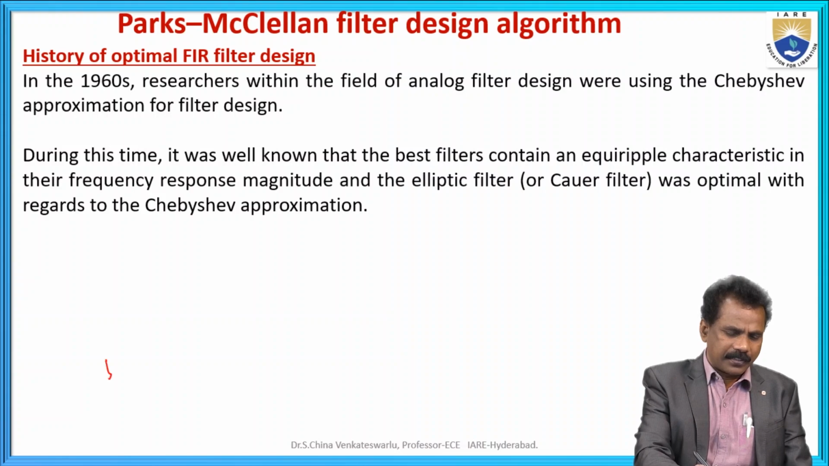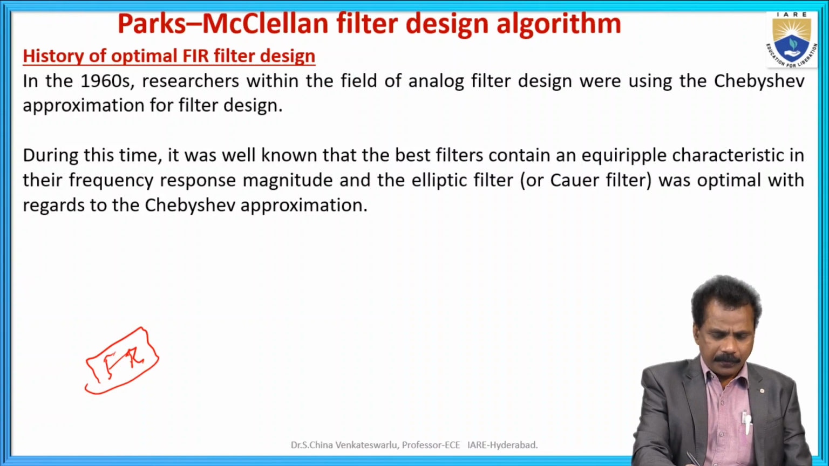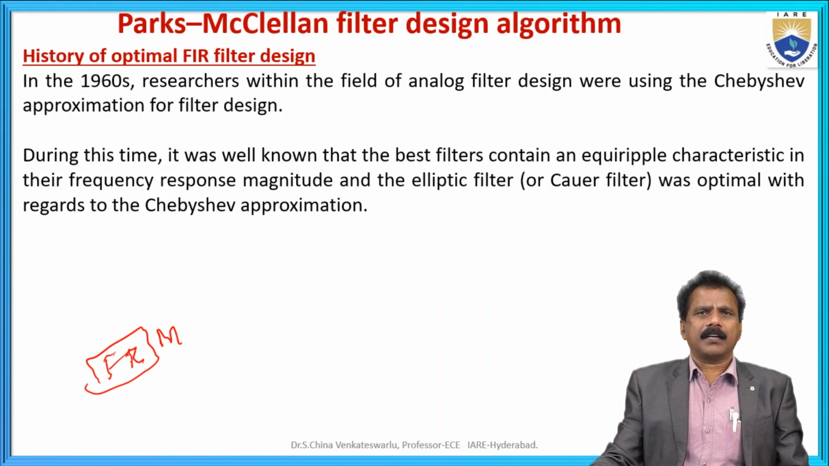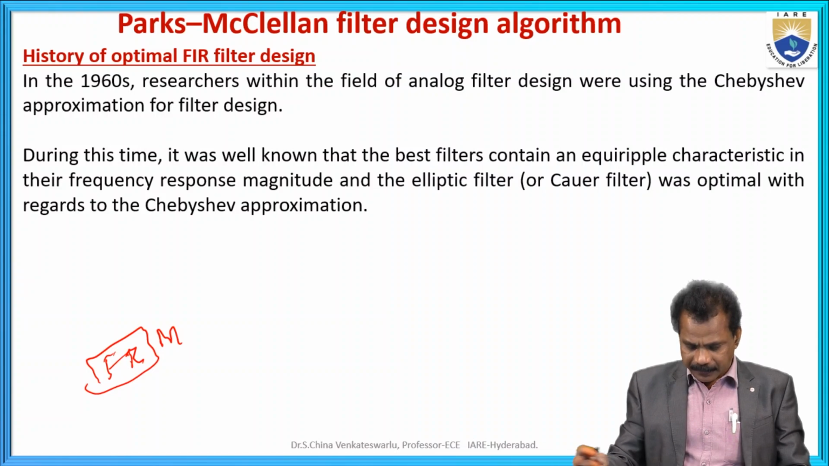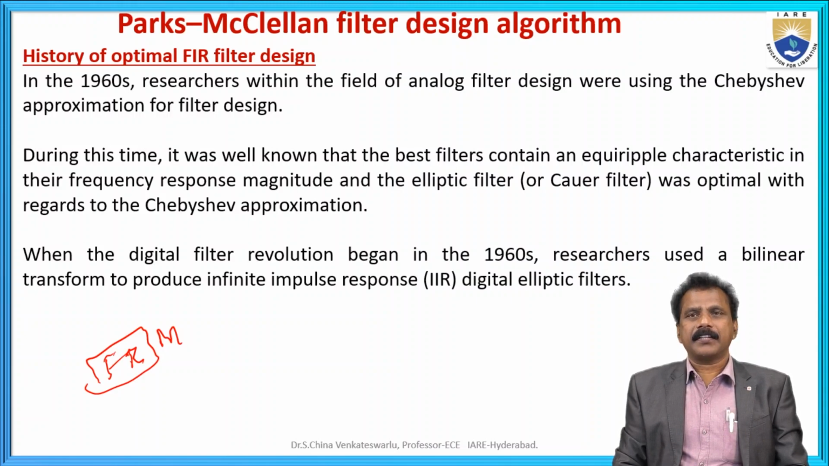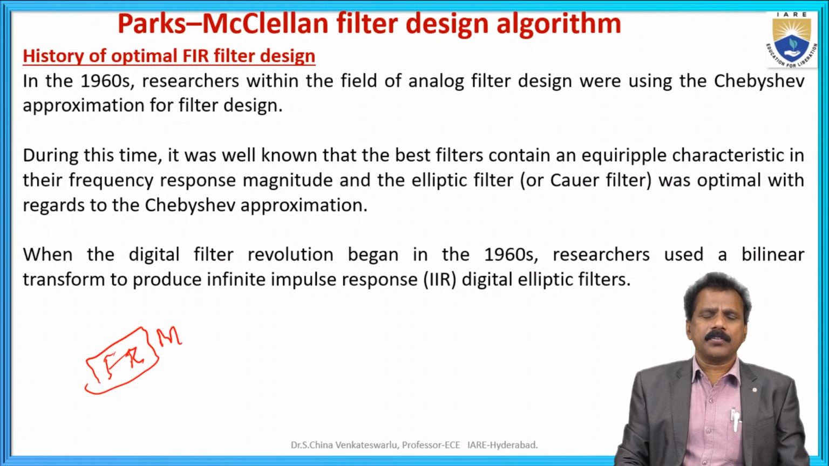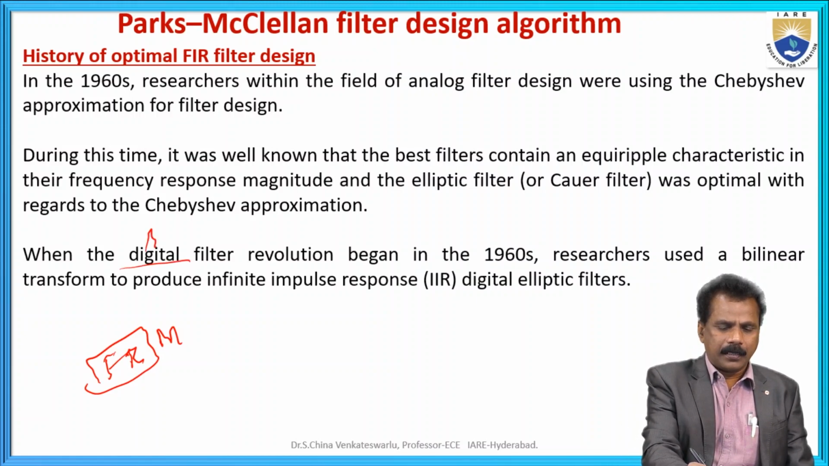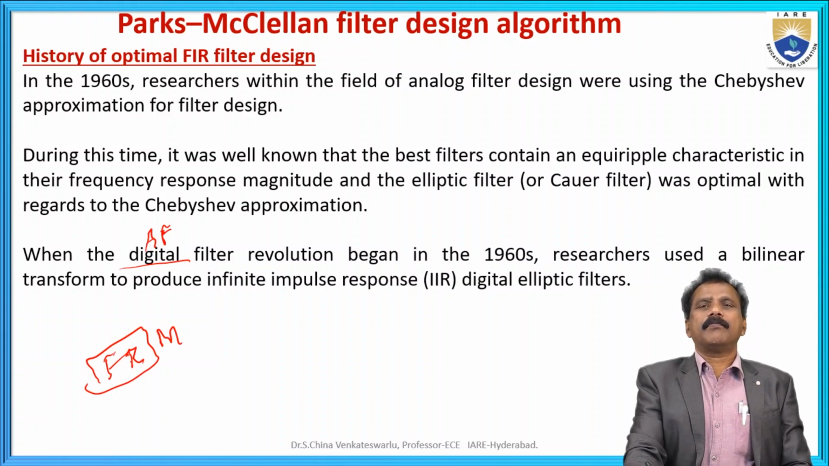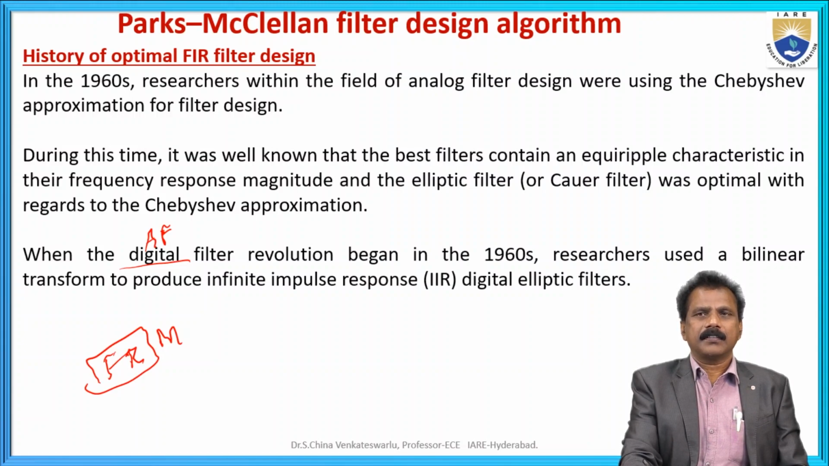That is, here in the frequency response, it is based only on the frequency response magnitude. The elliptic filter, or you can consider the Bessel filter, was optimal with regard to the Chebyshev approximation. That was evaluated in the 1960s. Now, when the digital filter revolution began in the 1960s, previously they were using only analog filters.